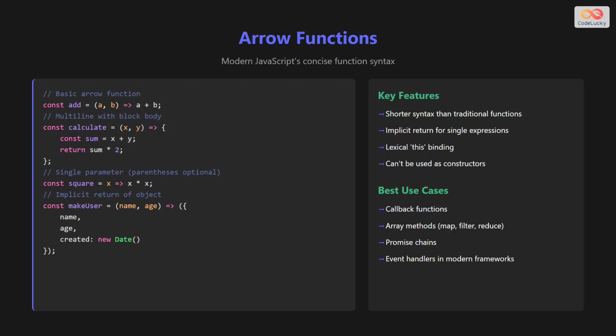Common use cases of arrow functions include callback functions, array methods such as map, filter, reduce, promise chains, and event handlers in modern frameworks.